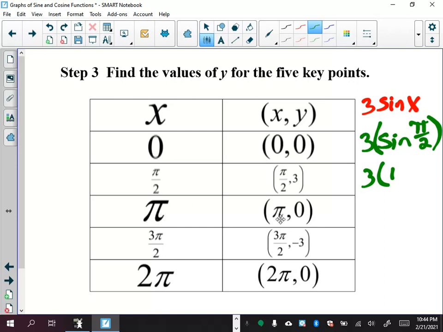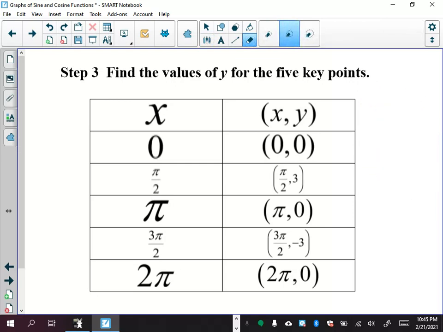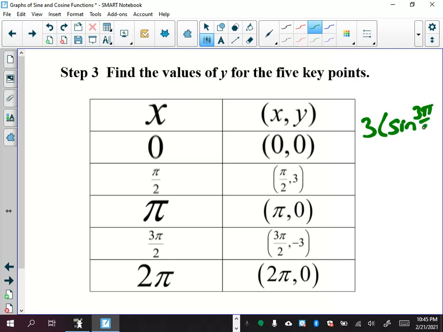When I'm at pi, my sine value is 0. There's not much I can do with that piece there. So when I get to 3 pi over 2, the same thing's going to happen. I've got 3 times sine of 3 pi over 2. Well, what is sine of 3 pi over 2? So what is that y value at 3 pi over 2? That's negative 1. So 3 times negative 1 is negative 3. And that's where that value comes from. And then at 2 pi, my y value is 0. So these are my 5 key points.